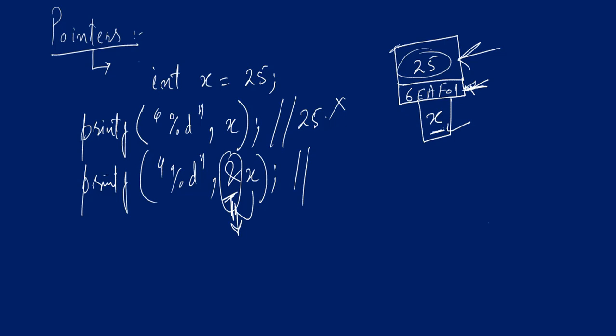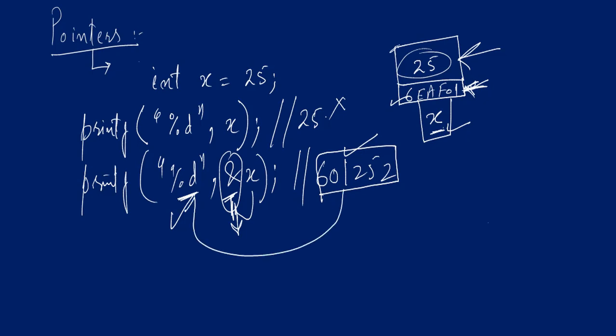It will try to give me this address, but I am writing %d. My address is in alphanumeric form, but %d will not allow it to print in alphanumeric form. It will give me some integer value, but it will be the address, the integer value of the address. Suppose it is 6EAF01, but it will write some value like 601252. This is an integer value. This is an address, but in the form of an integer value, because I have written %d here.